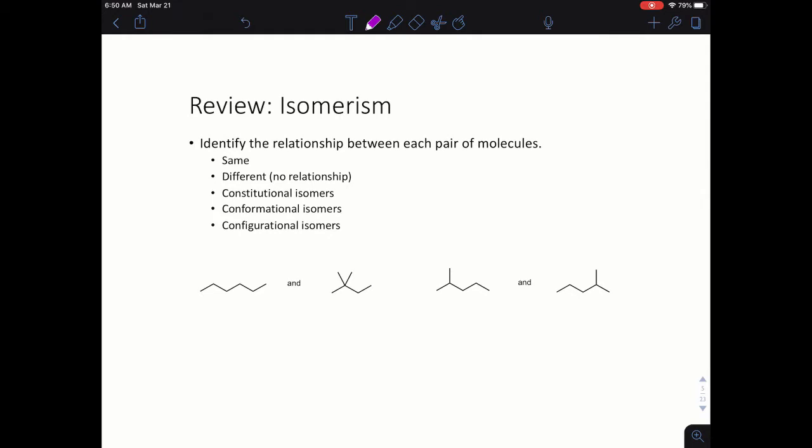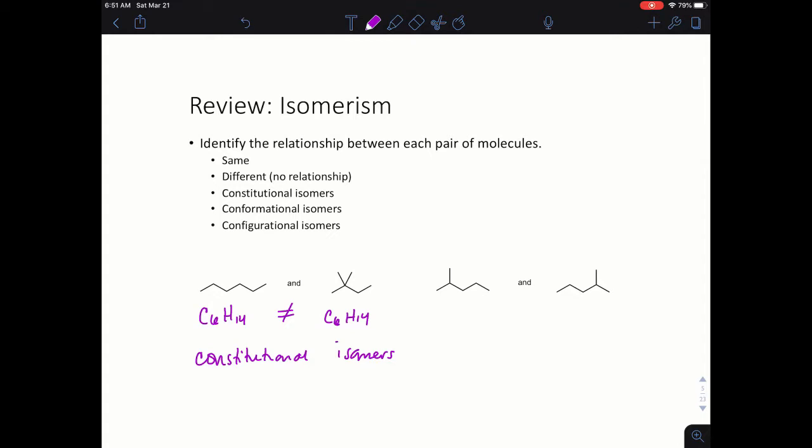All right, so now that we reviewed isomerism, let's take a moment and identify the relationships between these pairs of molecules. So pause and do that. I will look at our first set here. We have C6H14 and C6H14. So they have the same molecular formula, but they're clearly not the same. They differ in how the atoms are connected, how they're bonded to each other. So these are constitutional isomers.